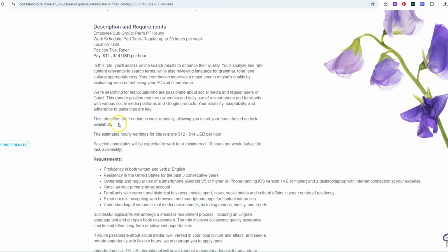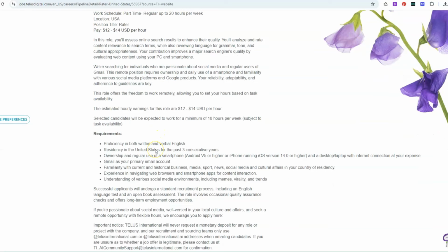So what you're going to need here is they're looking for candidates with good English skills. You will need to reside in the U.S. for the last 3 years consecutively, and then you need to have a smartphone as well as a desktop or laptop with internet connection, and then be familiar with current events and also understand social media.